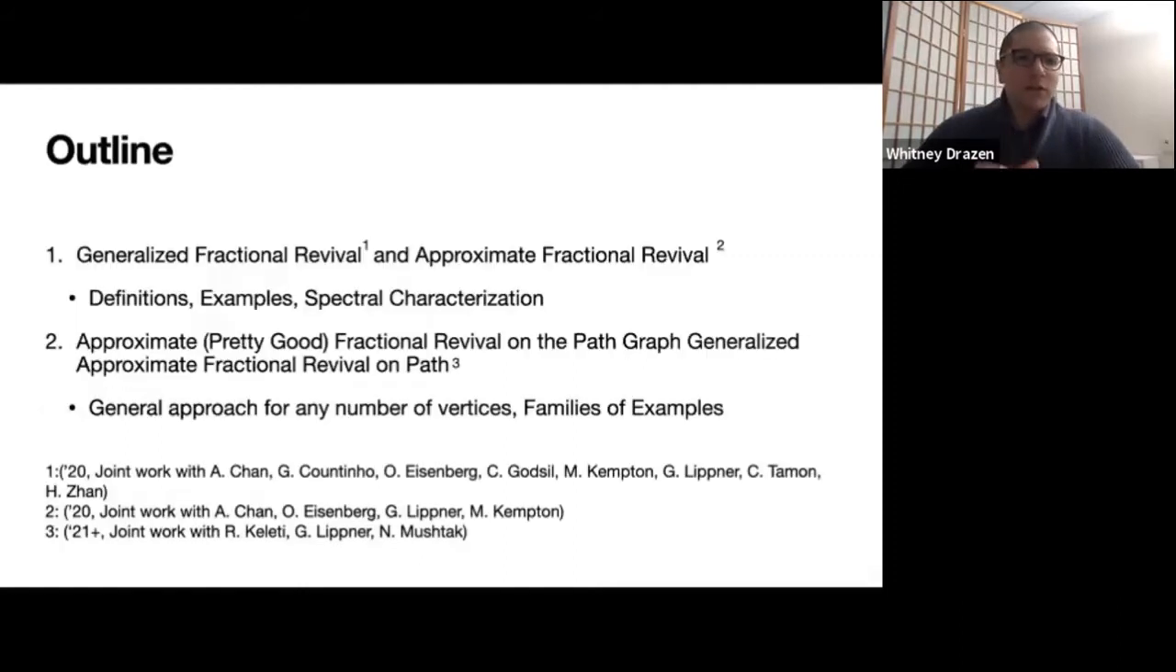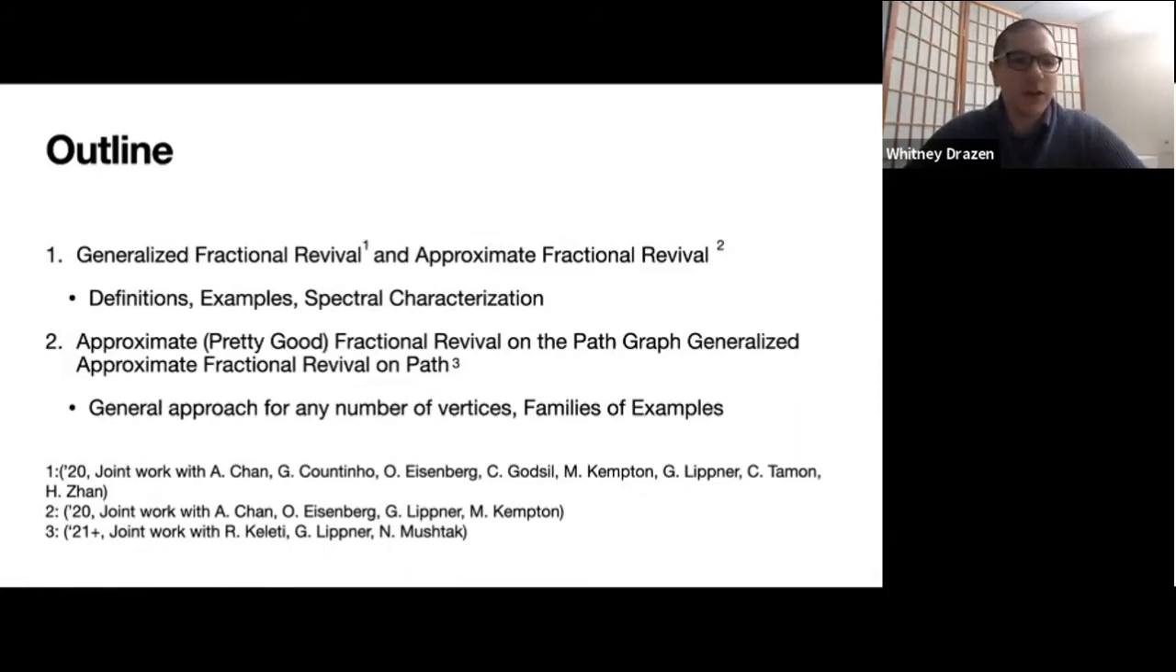Okay. So what are we going to talk about today specifically? Well, we're going to talk about these notions of generalized fractional revival and generalized approximate fractional revival, so the extension of these two node phenomena to larger sets of nodes. We'll go through some definitions, examples, and a spectral characterization.